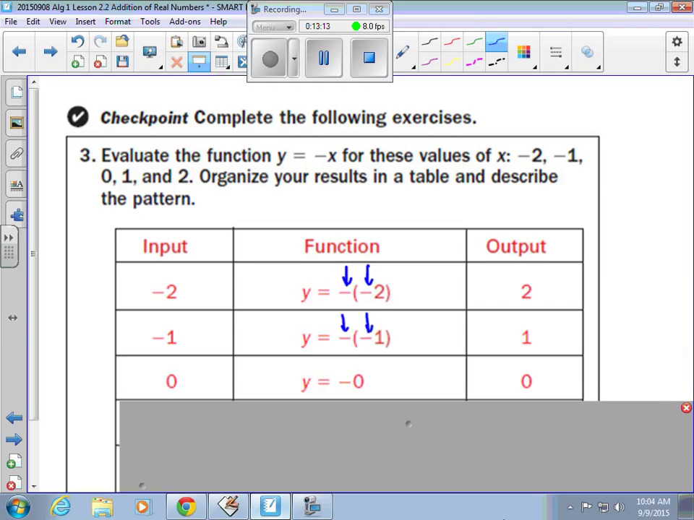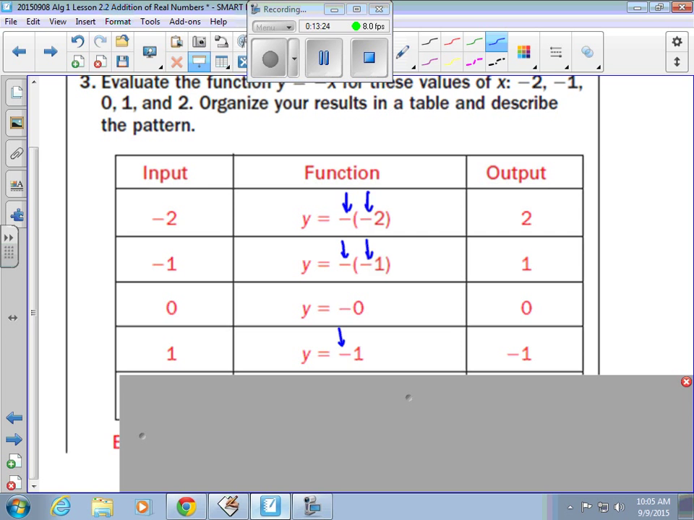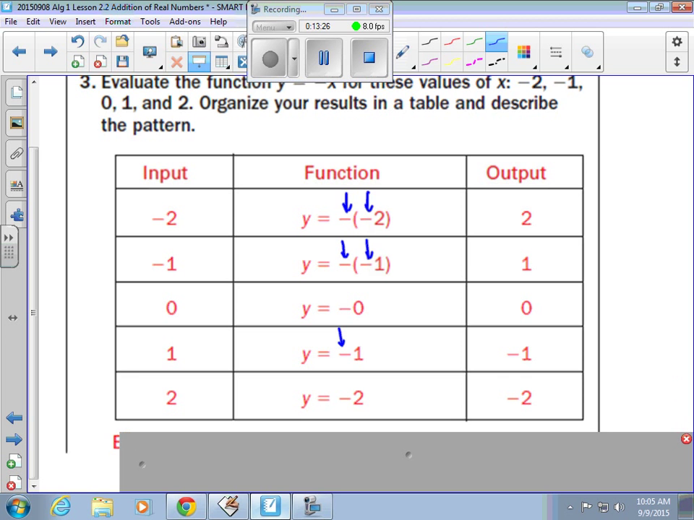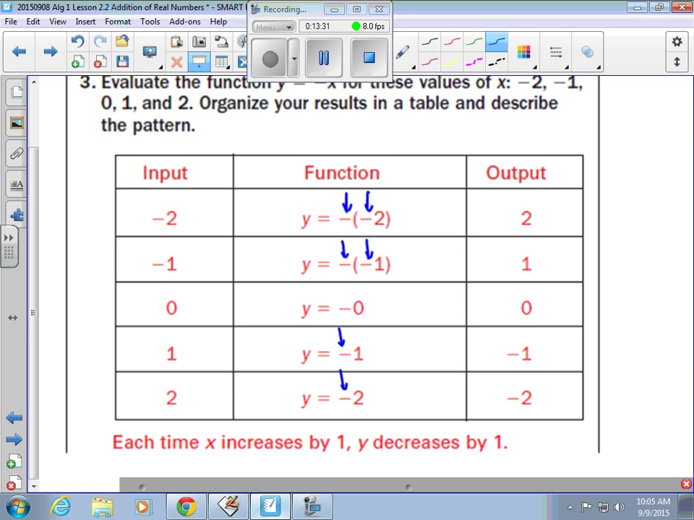0, it doesn't matter how many times you have negative 0. There is no such thing as positive and negative 0. We talked about that a little while ago. 0. When you plug in 1, it's negative, and then the value 1. That's why it's negative 1. And when you plug in 2, it's negative, and then the value 2, so negative 2. So each time x increases by 1, y decreases. You can see it's going down by 1 every time. X increases by 1, y decreases by 1.